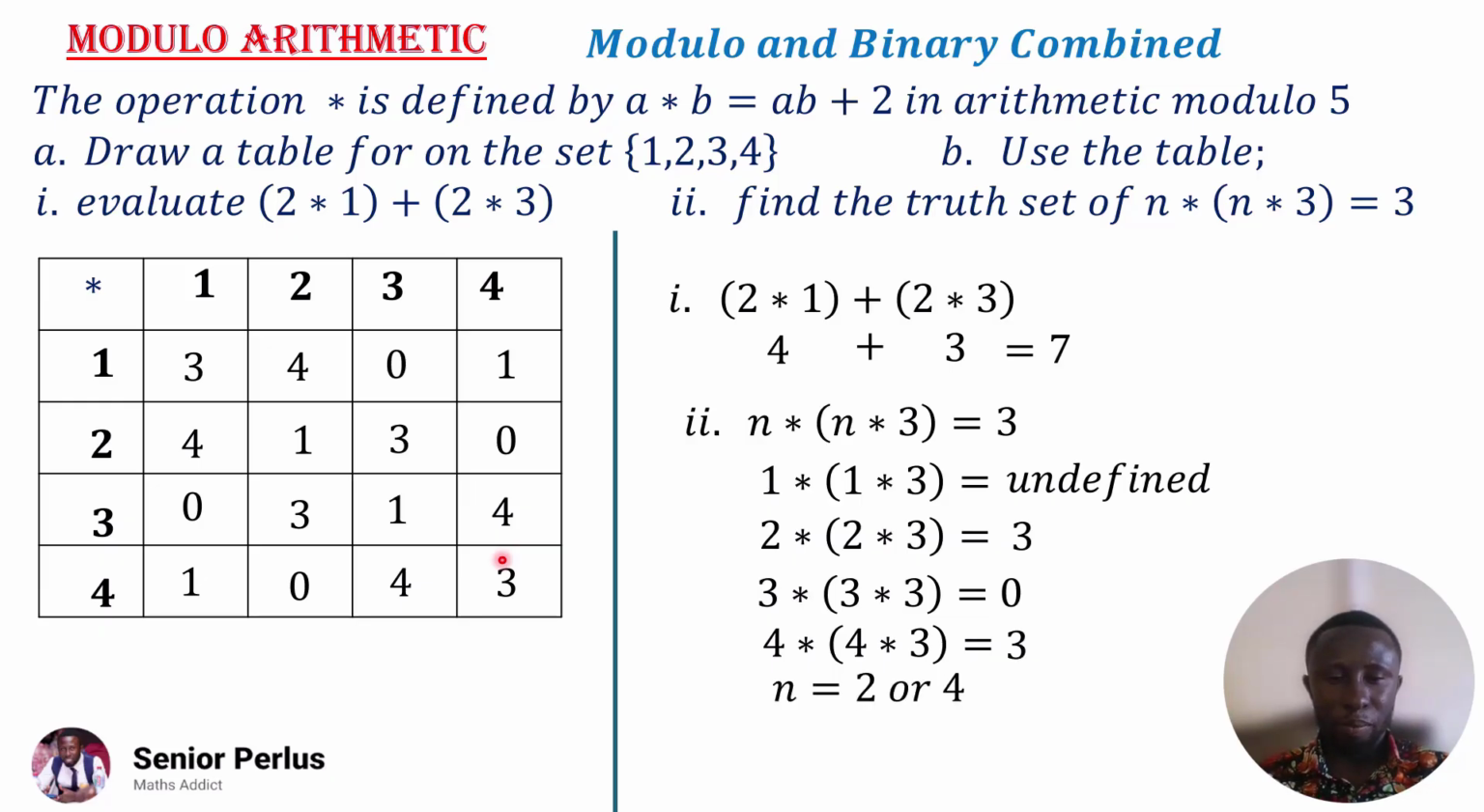So from here, our n is 2 or 4. So when n was 2, we had 3. And when n was 4, we had 3. So that's for our n from the table. So the true set is that n is 2 or 4.